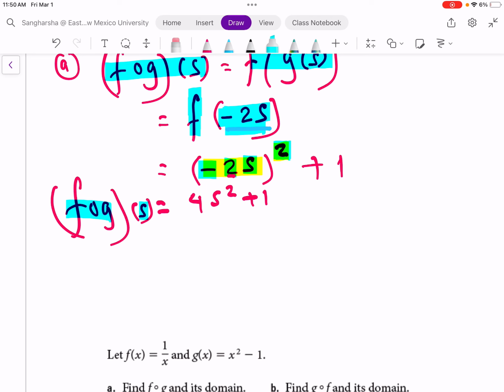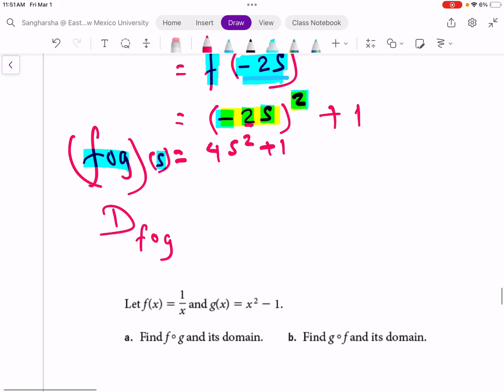Can we choose any number and get the output? It doesn't matter, right? For this case, it doesn't matter what number you choose, we always end up getting an output. So the domain for this function is from negative infinity to positive infinity. So let me write: the domain of f composite g is equal to negative infinity to positive infinity. It means your s can be any number, any real number.